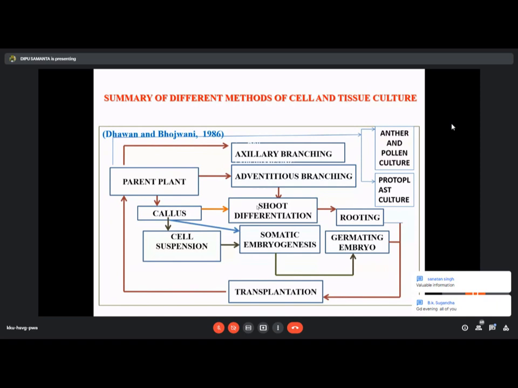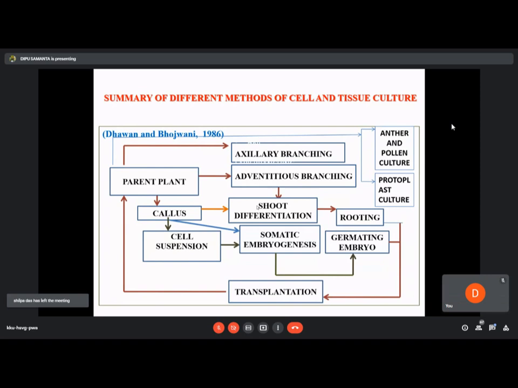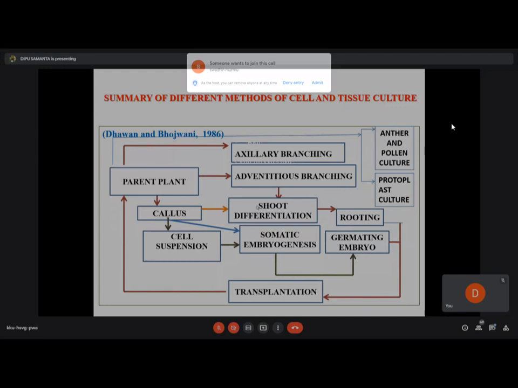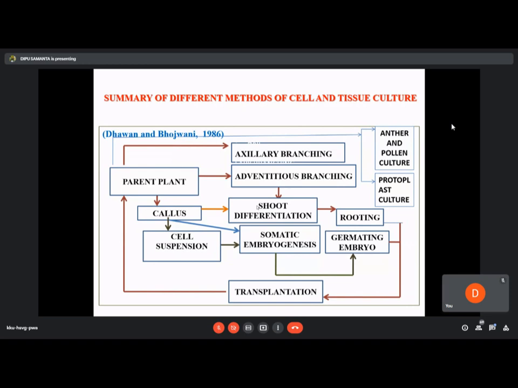Another thing we can do is, from the parent plant, use different explants to produce callus. From callus we can move on to two different pathways: one is cell suspension culture, another is somatic embryogenesis. From cell suspension we can go for somatic embryogenesis. Whenever somatic embryos are developed, embryos are germinated to form the plantlet. After that, the mature plant is formed. Other than callus culture, somatic embryogenesis, axillary branching and adventitious branching, there are another two methods: for production of haploid plants, we can use anther and pollen culture, and protoplast culture is also there.